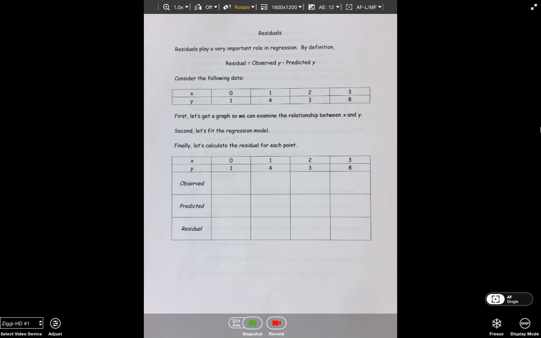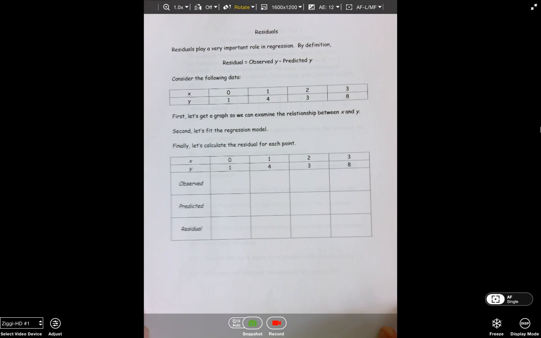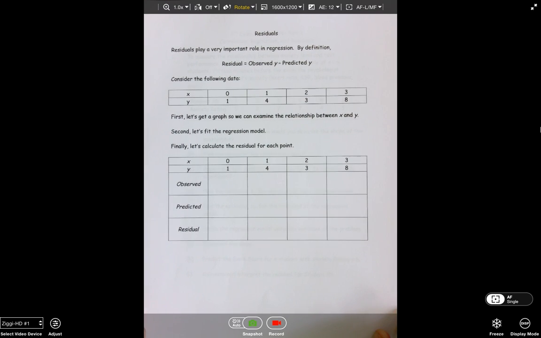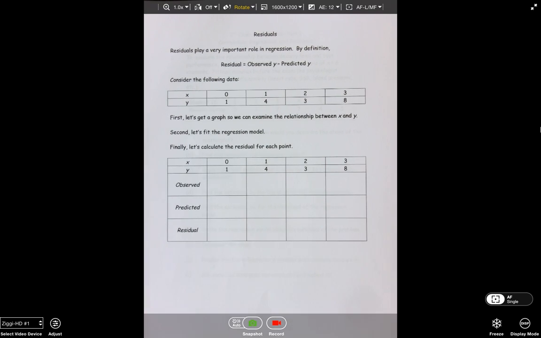Getting you ready to take this final exam, but we have one more concept to cover before we get into the study guide. So this video is going to include this new concept called residuals. Residuals play a very important role in regression. And then there will also be a study guide.